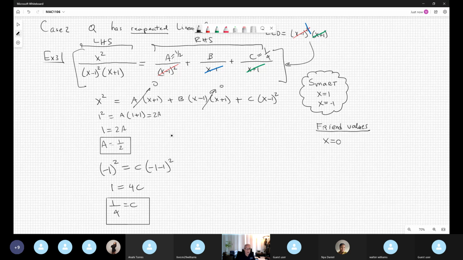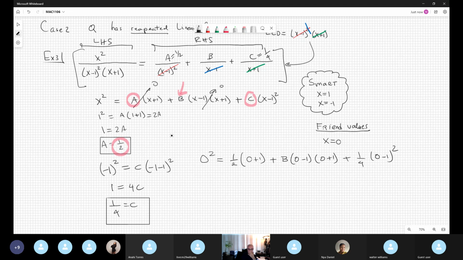Okay, you know the value of the A. You know the value of the C. And I focus only on B. Suppose now x is 0. 0 squared times A, which is 1/2. No A anymore, it's 1/2, times (0 plus 1), plus B, B I don't know, times (0 minus 1)(0 plus 1), plus C, which is 1/4, times (0 minus 1) squared. Everyone follow me?